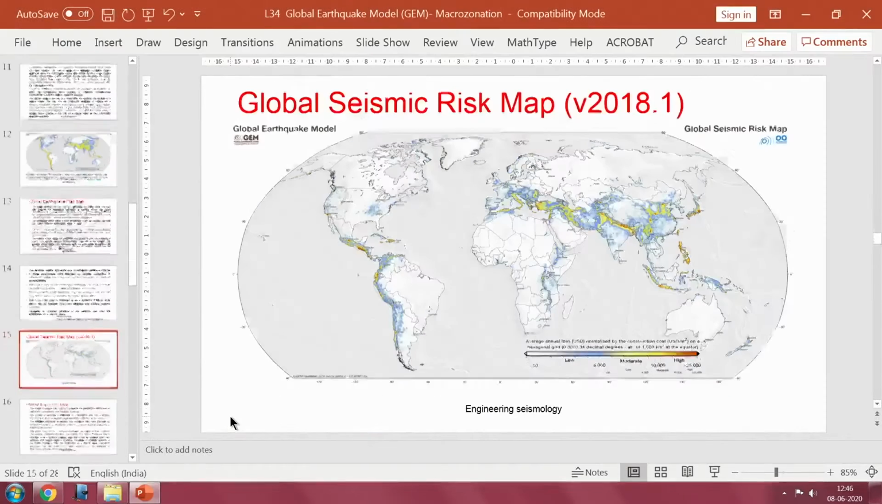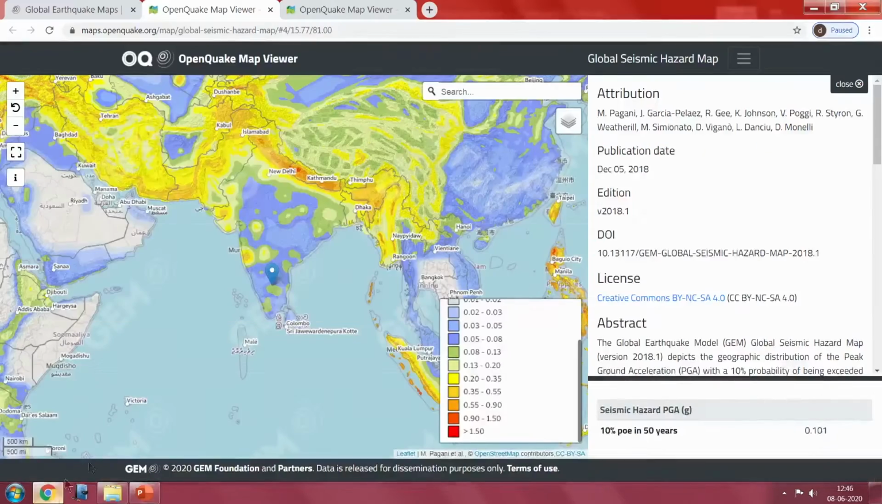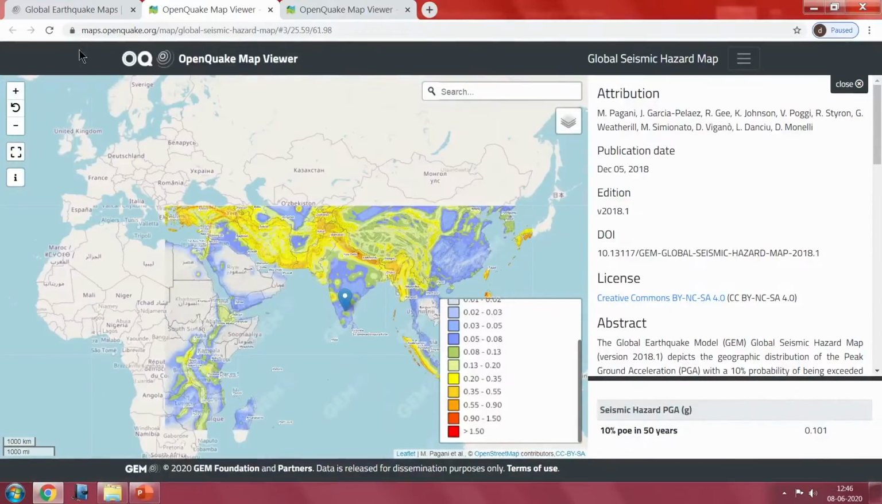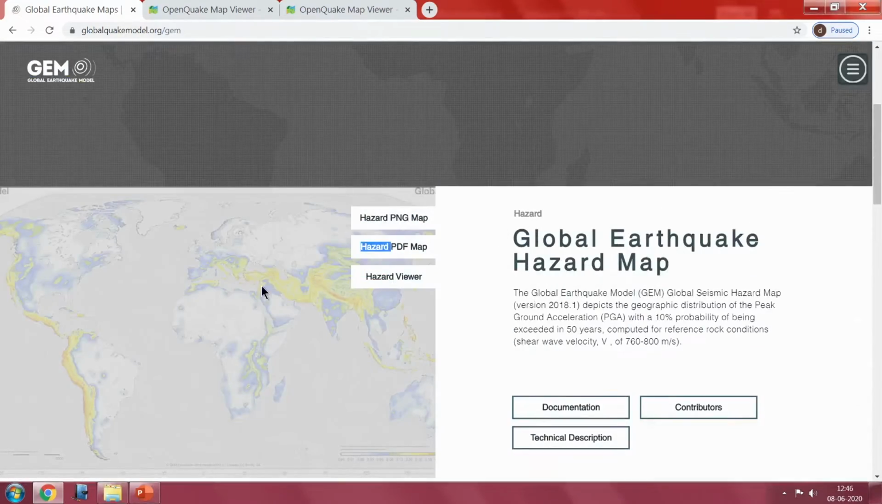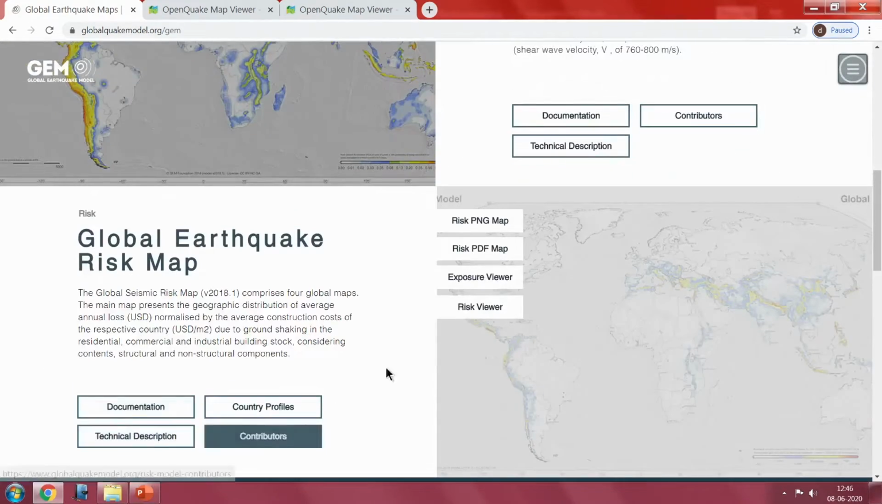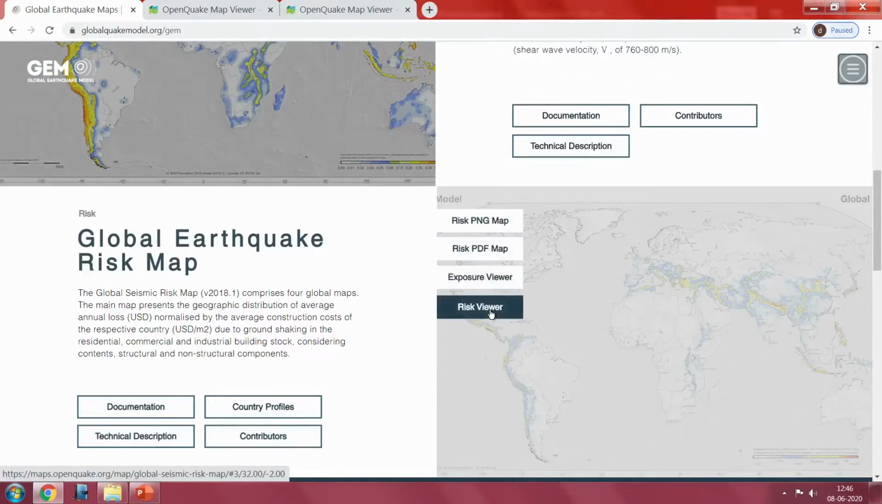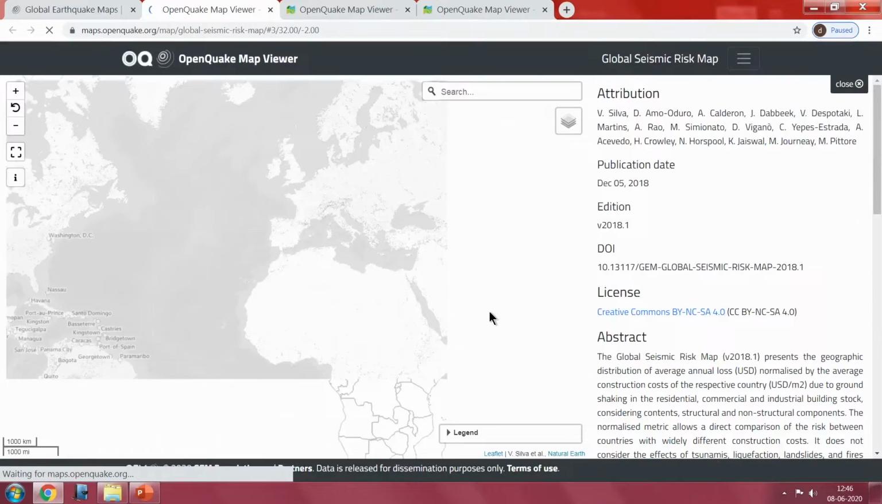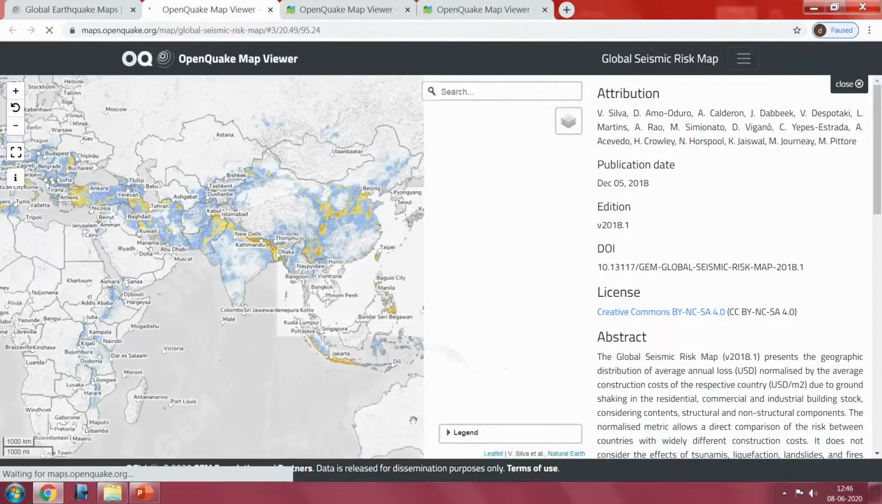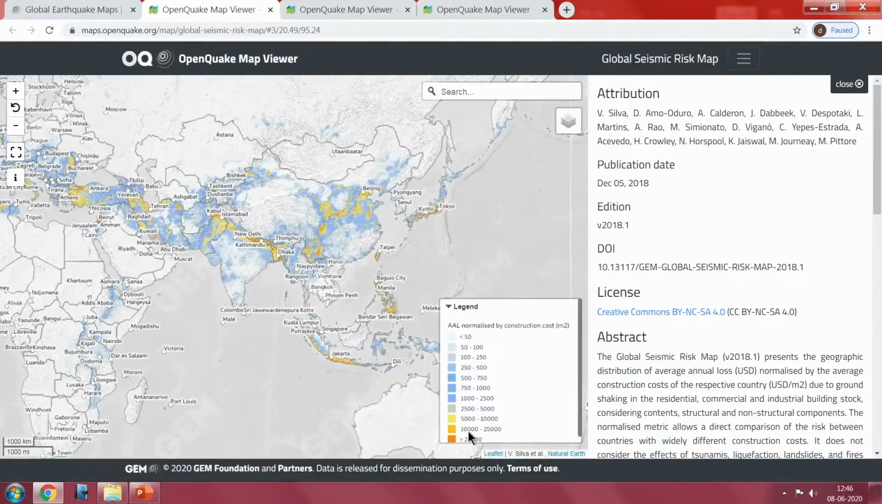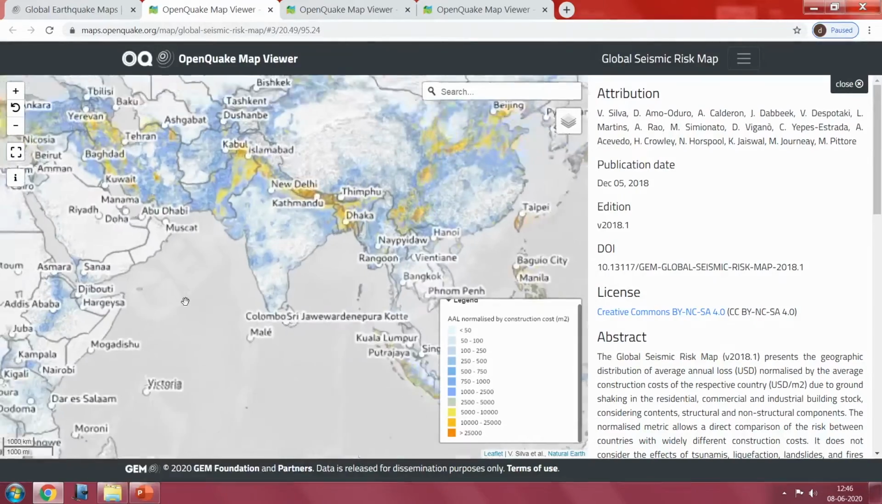So now we can go to the interactive map on the screen. As I told you, this is the earthquake hazard map. So let's see the risk map. You can see this is a risk map, and you can go to a very minute level.